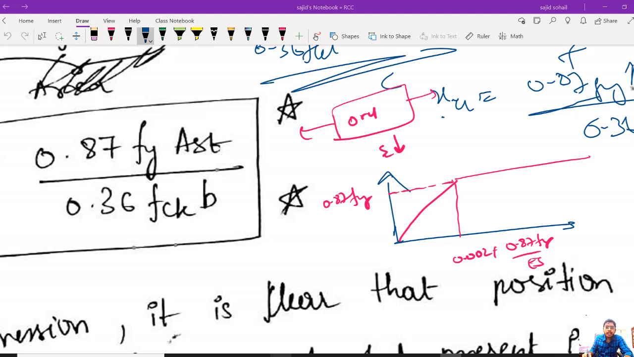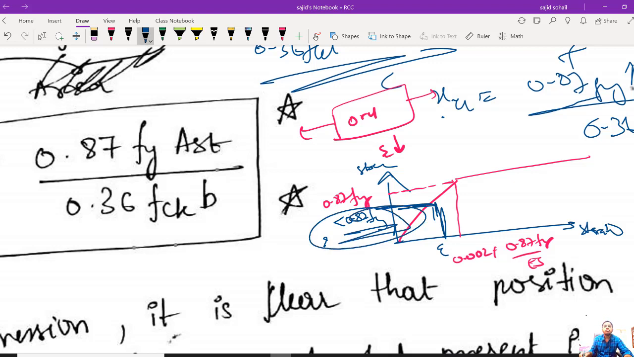Sorry, the video got stuck. What I was saying is, see, this is your strain and this is your stress, right? So strain, it won't be reaching this much amount because it is over reinforced. The strain will be less. Let us say your strain value is only this much and the corresponding stress. So obviously how much will this be? It should be less than 0.87 Fy, right? So we cannot literally use this formula.